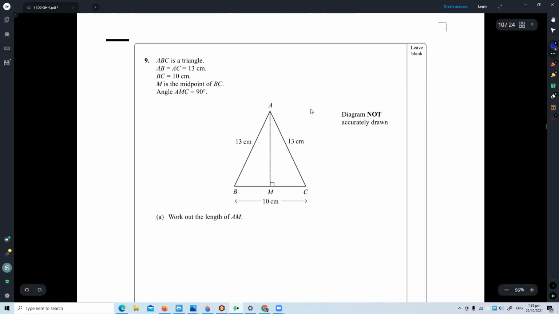Okay, ABC is a triangle. I noticed that there's a right angle here, so that's good.